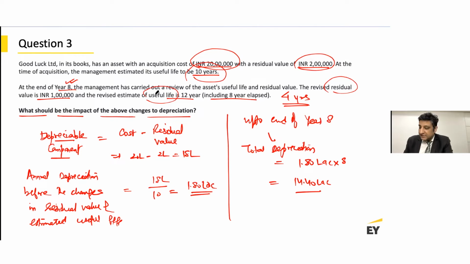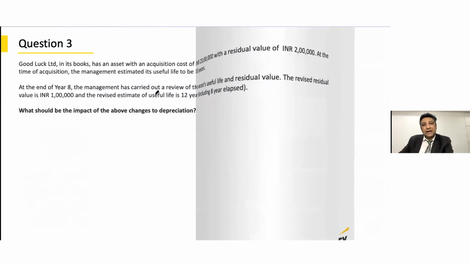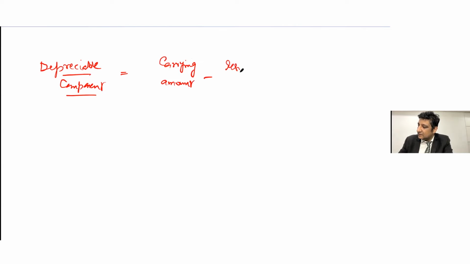Okay, which means that at this point in time, I need to again calculate my depreciable component, which would be measured at now, because the cost is gone, it's the carrying amount minus the residual value. Now, what is the carrying amount here?